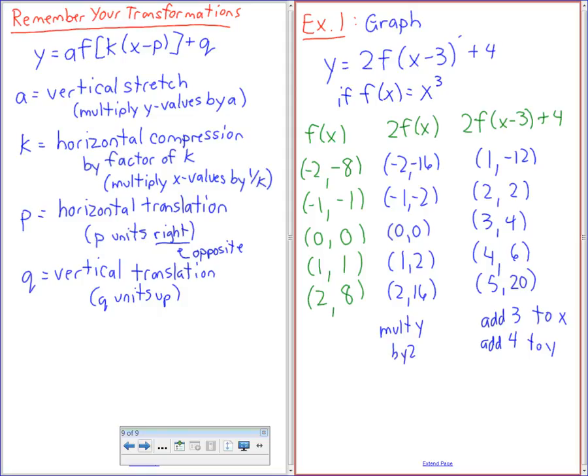Either way you want to do it is fine by me. I have no issue with that. I'm going to graph this one because I like to graph.